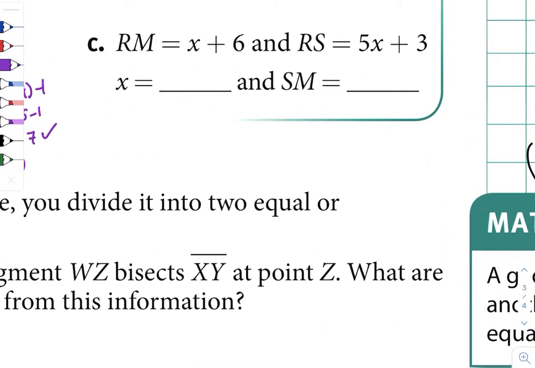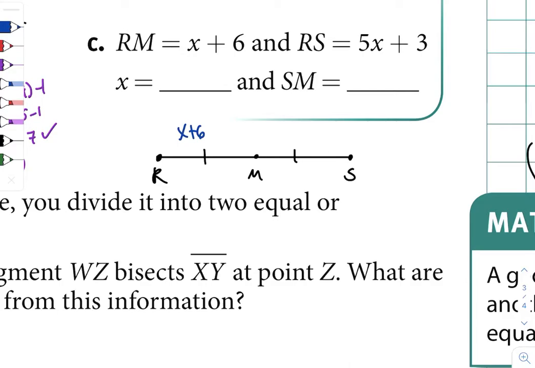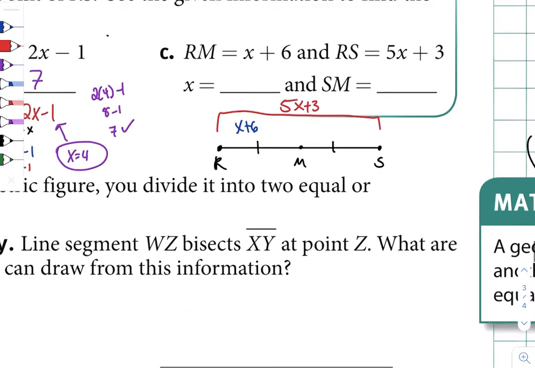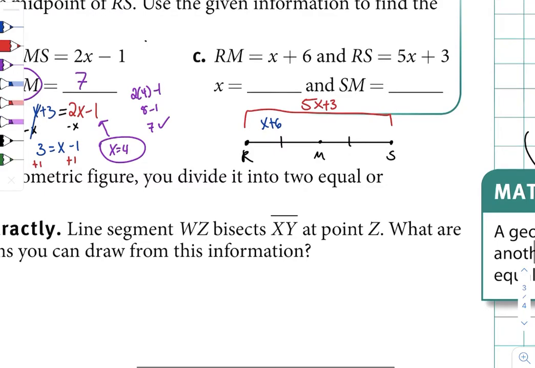I know again that we have some random line segment that is RS with a midpoint M. So that means these halves are the same. RM is x plus 6, so I can go ahead and label that. And RS is 5x plus 3. So you have to be careful, right? RS is the entire segment. So the entire segment is 5x plus 3. So this is different than the last problem we just did.